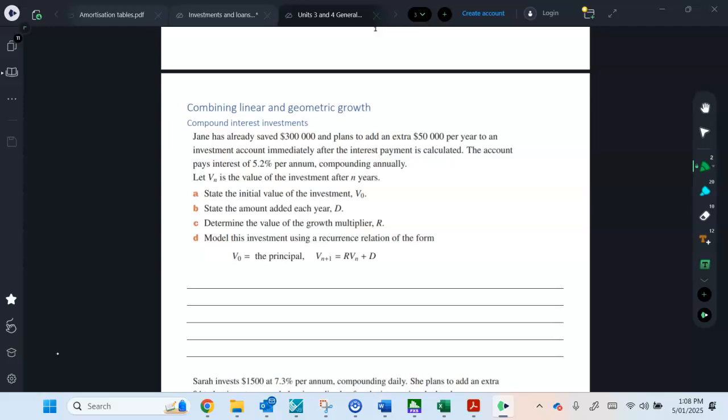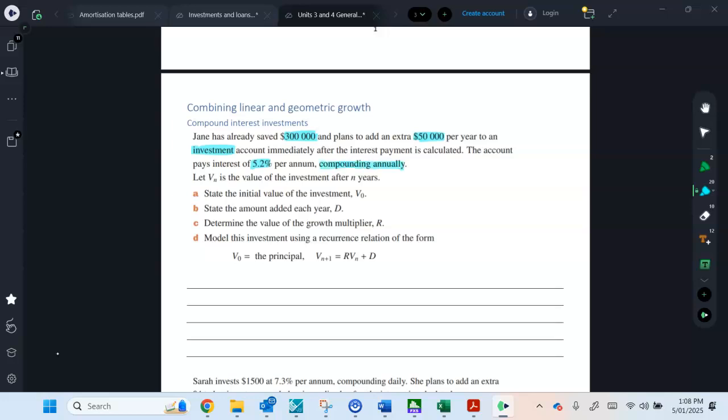When I do a maths problem, it's always a good idea to read it all through once, and then read it again. Usually that first time would be during reading time if you were doing it in a test or an exam situation, and you're just thinking about it. Things like she has already saved $300,000 and plans to add an extra $50,000 per year to an investment. So we've got an investment here, and the account is paying interest of 5.2% compounding annually.